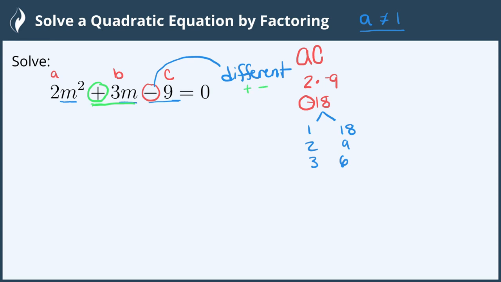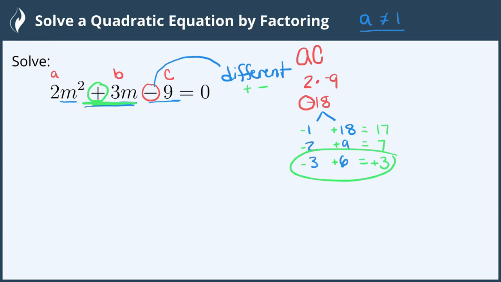And because the addition of them will be a positive number, this means that the larger number will be positive because when we add them together, we will have more positives than negatives. So this one will be negative on this side, and when we add these together, negative 1 plus 18 gives us positive 17. Negative 2 plus positive 9 gives us positive 7. Negative 3 plus 6 gives us positive 3. And that is exactly what we wanted because our middle term is positive 3.